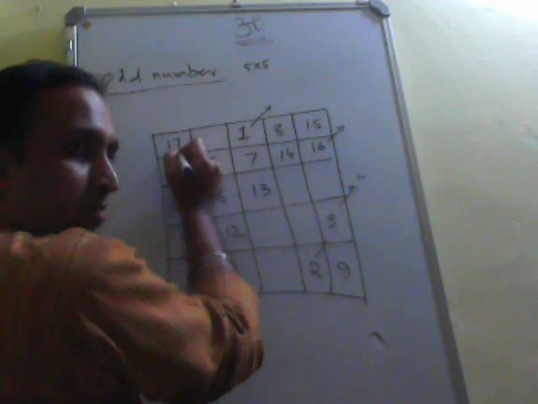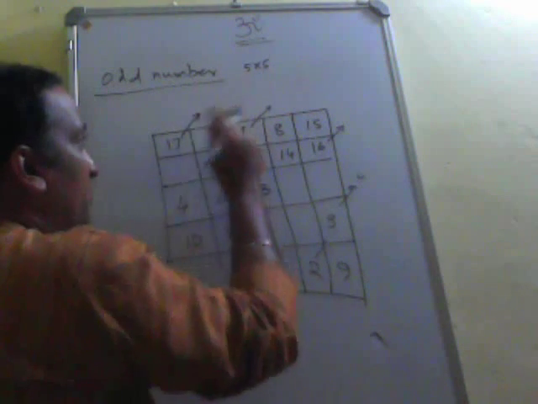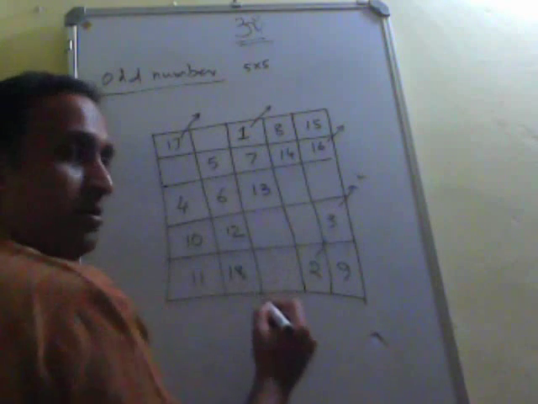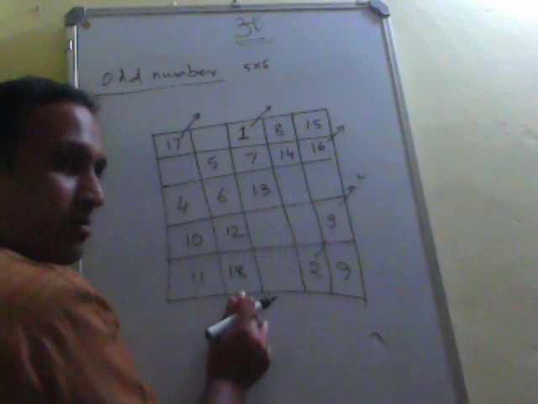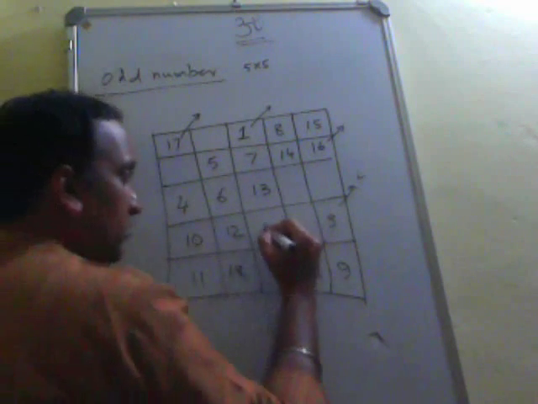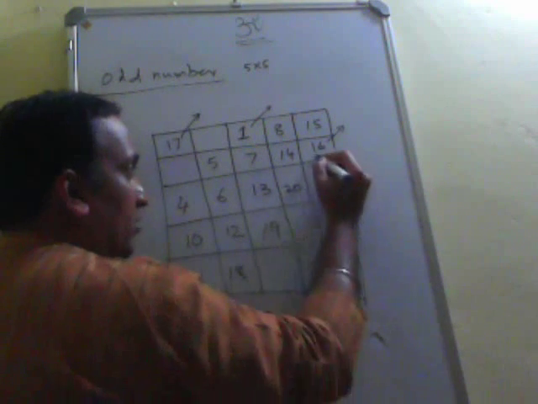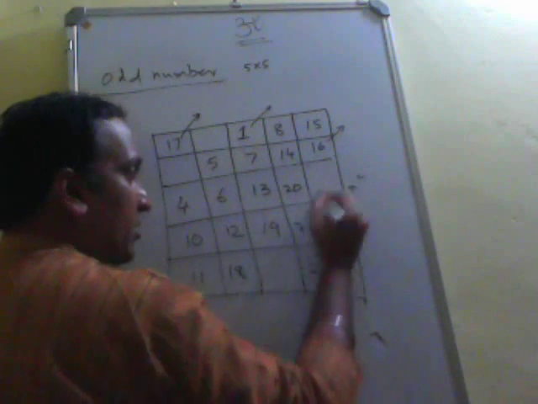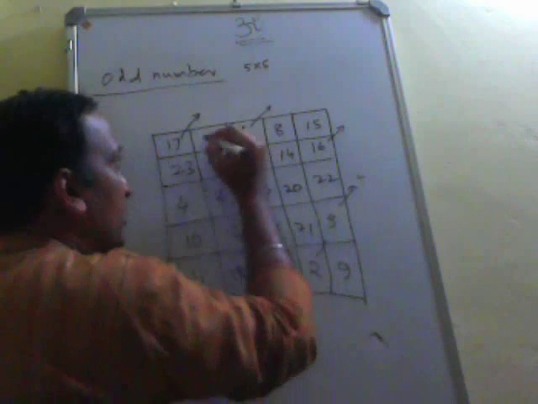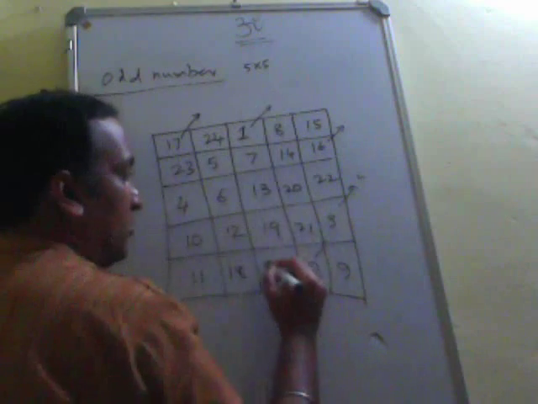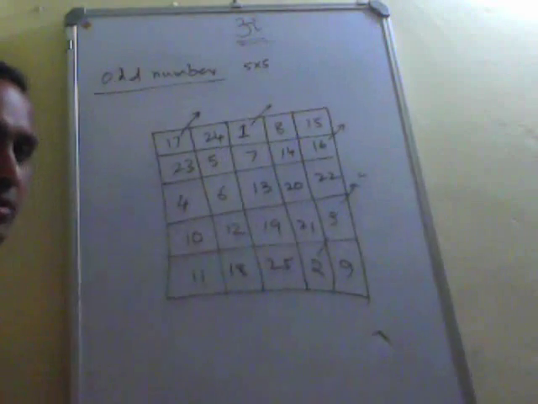17. Okay, 17 go up. 18. Go up. Come down. 19 then. 19. 20. 20. There is no space. Down. 21. Up. 22. Here. 23. Here. 24. 25. Now you check anywhere.